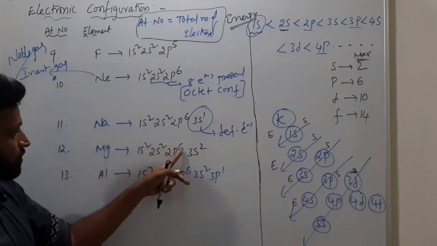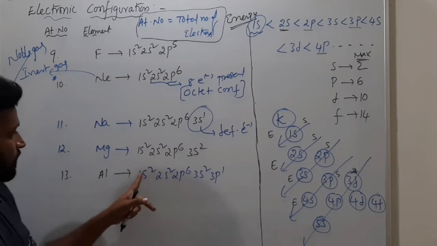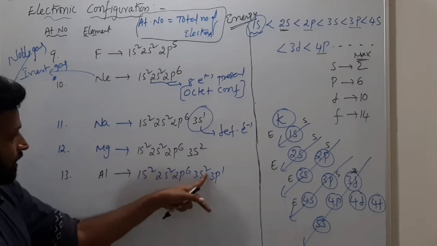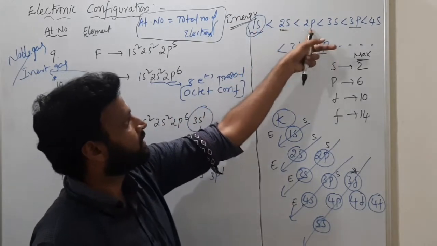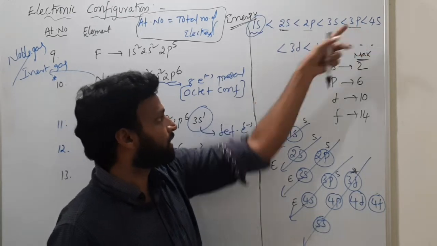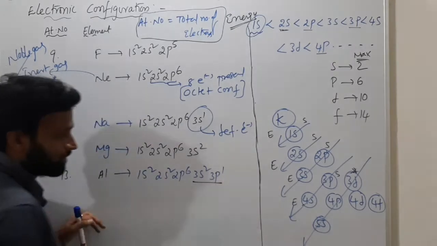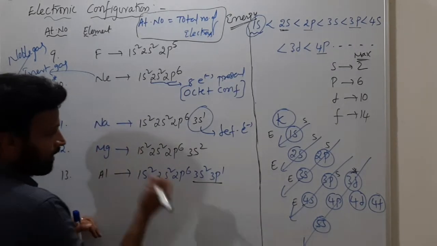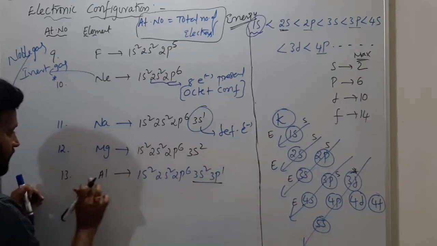2 plus 2, 4, 4 plus 6, 10, 10 plus 2, 12, 12 plus 1, 13, the atomic number of aluminium. Here, 2, 2, 6, 2 is total 12, and the 13th, you know, so the differentiating electron enters into 3p here. What shell, if they ask? Third shell. Okay, very important. The differentiating electron enters into 3p in aluminium.